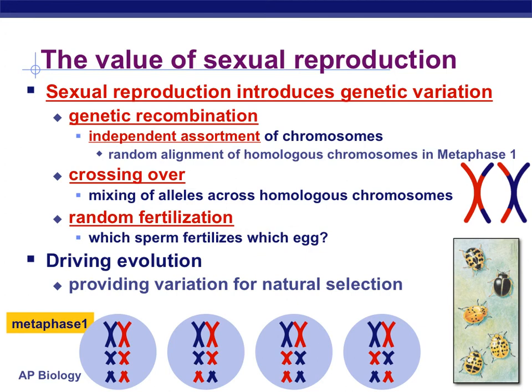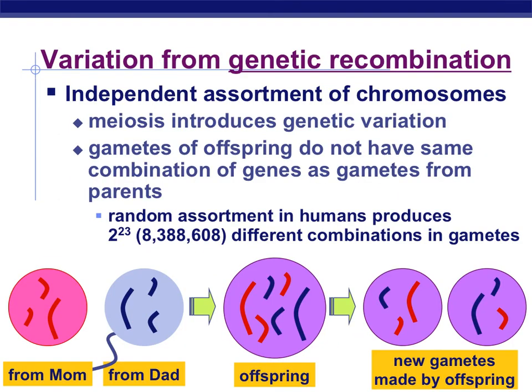And then there's simply random fertilization. What we mean by that is that in organisms that reproduce sexually, we really don't know which male gamete is going to fertilize which egg cell. So there is a whole shuffling and randomness to the biological explanation of sexual reproduction.